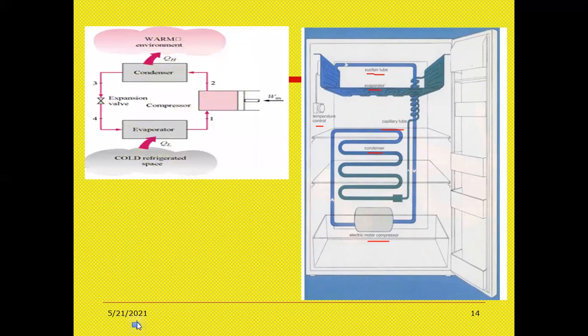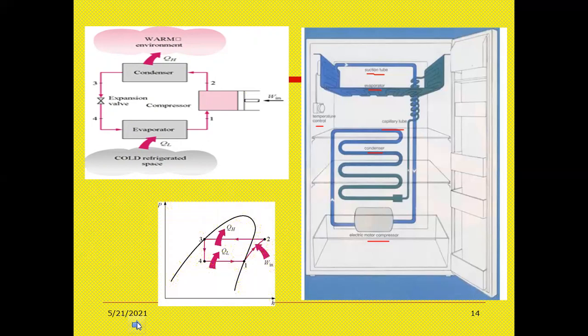So see here, the cold refrigerated space evaporator is taking the heat, and the condenser rejects heat outside, to the warm environment. Got it? Here 1 to 2 is compression, 2 to 3 is a heat rejection process, 3 to 4 is a throttling, and 4 to 1 is a heat addition process. Got it? So here we are having four components: compressor, condenser, expansion valve, and evaporator.